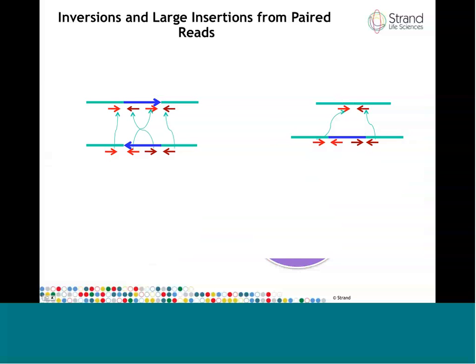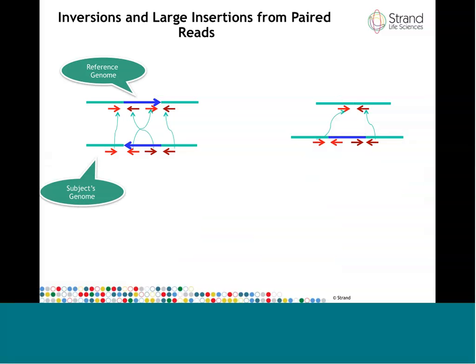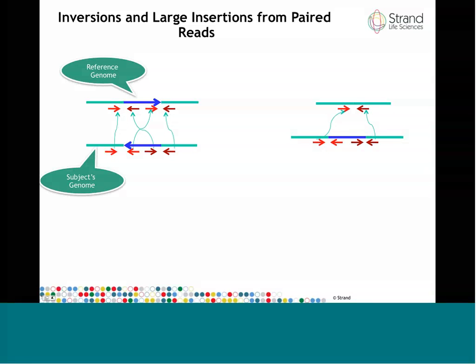Now there are more complicated patterns that you can discover, and I'll walk you through a couple of these. You could discover inversions. You have a reference genome which has a blue region, and that region is just turned around, so it's pointing in the wrong direction in the subject genome. It's pointing to the right in the reference, but it's pointing to the left in the subject genome. It's in the same place where it should be, but it's just flipped around. So that's called an inversion.